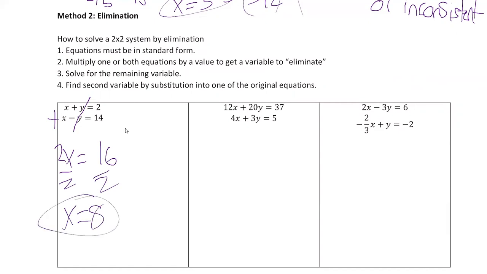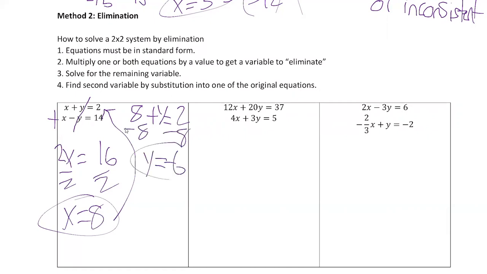And then you can plug it into either equation. If one of them looks easier than the other, go for it. But I usually just plug it into the first one, unless I see a good reason to do the other one. If you solve, you would just get y is -6.